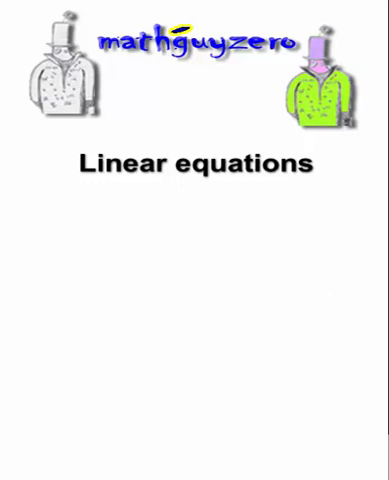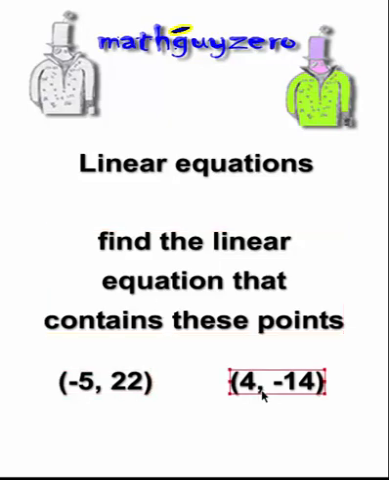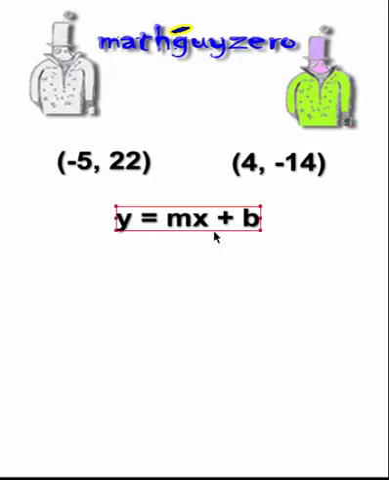Okay, linear equations, how do you make them? Good question. We need to find the linear equation that goes through these two points, (-5, 22) and (4, -14). The first thing you have to do is find the slope, because we're going to plug it into the slope-intercept form. There are other ways to figure this out, but this is the most handy by far.